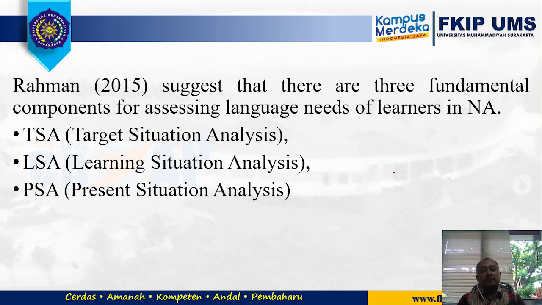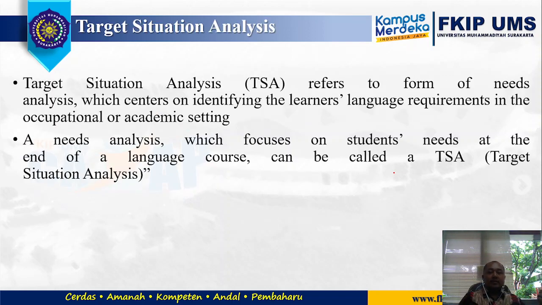And Rahman 2015 suggests there are three fundamental components for assessing the language needs of learners in needs analysis. These are: first, target situation analysis; learning situation analysis; and present situation analysis. Target situation analysis, or TSA, refers to a form of needs analysis which centers on identifying the learner's language requirements in the occupational or academic setting.